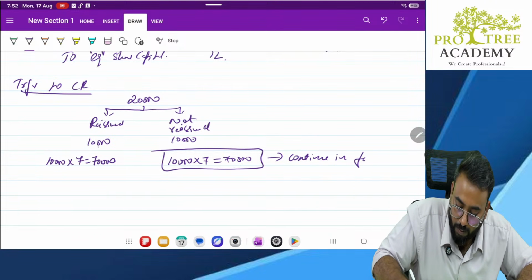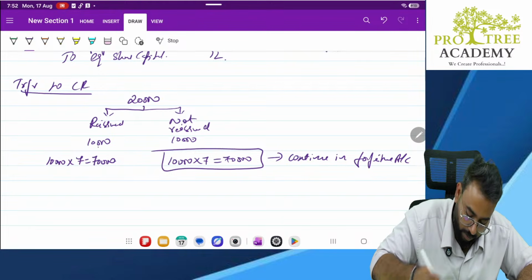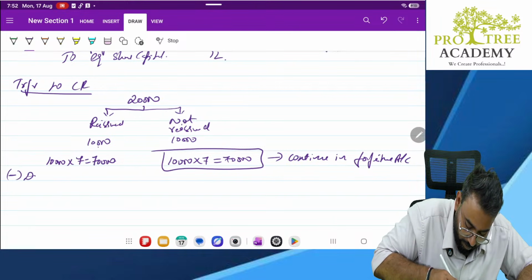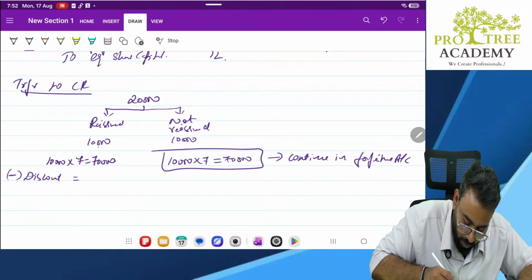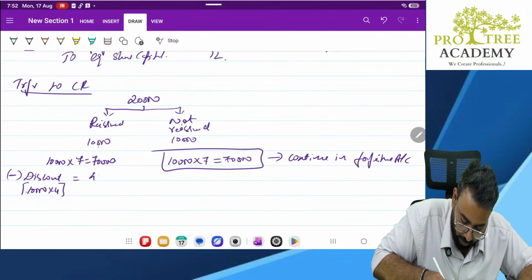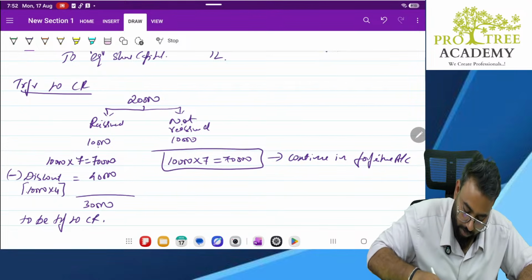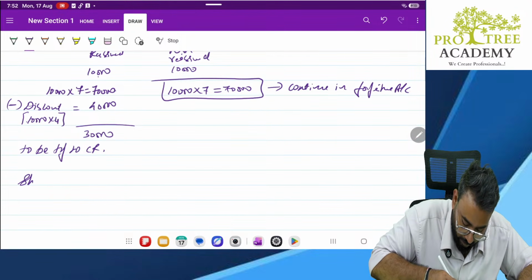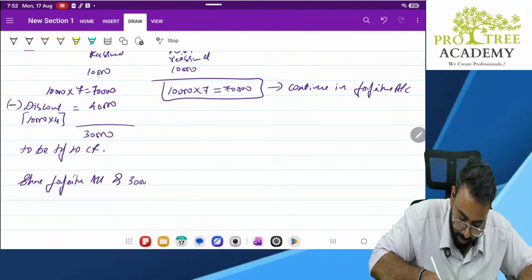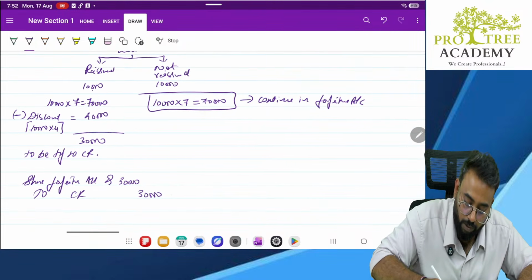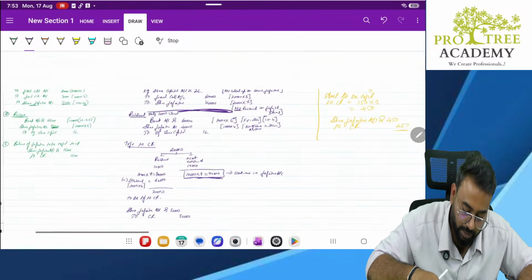Continue in forfeiture account. Here what will happen? Minus discount. How much is the discount? 10,000 into 4. Balance to be transferred to capital reserve. So entry: share forfeiture account debit 30,000 to capital reserve 30,000. See, ultimately your forfeiture account should have a balance of 70,000. Let's test it.